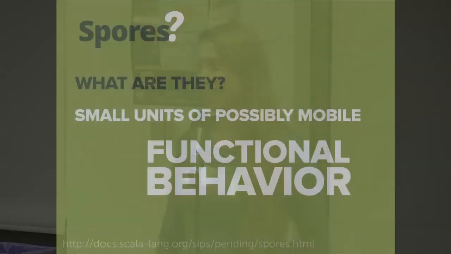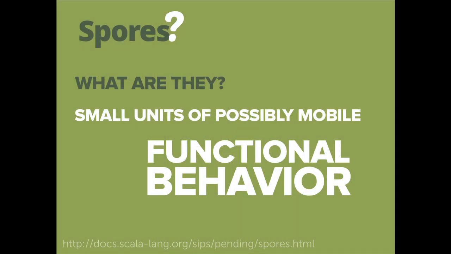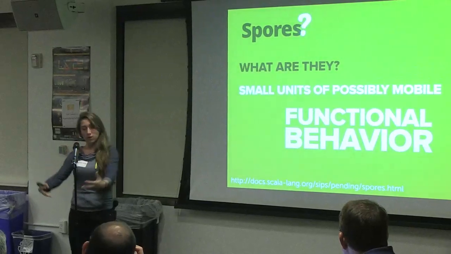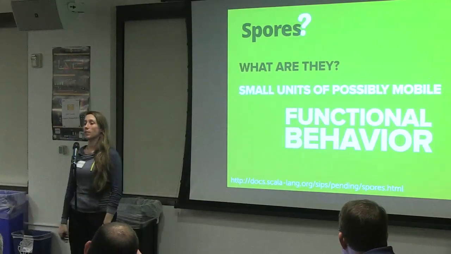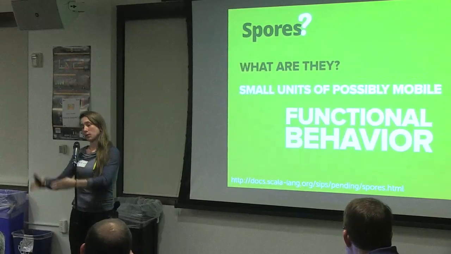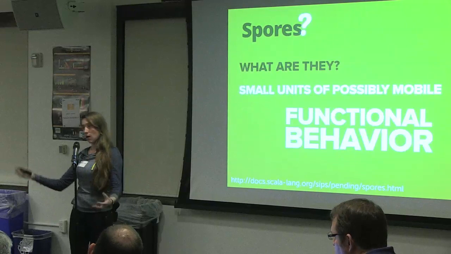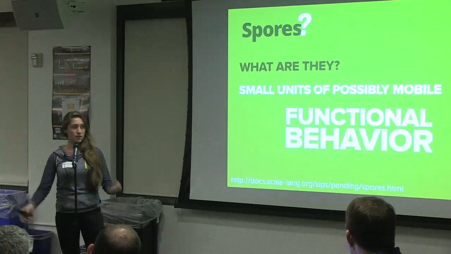So these things, I like to keep using this definition. They are small units of possibly mobile functional behavior. They subclass functions, but they are not functions themselves. They contain a function, but they are a separate abstraction because you need extra checking, extra work done to make sure that you don't get a crazy object graph and all kinds of other stuff happening when you're trying to send these things around.